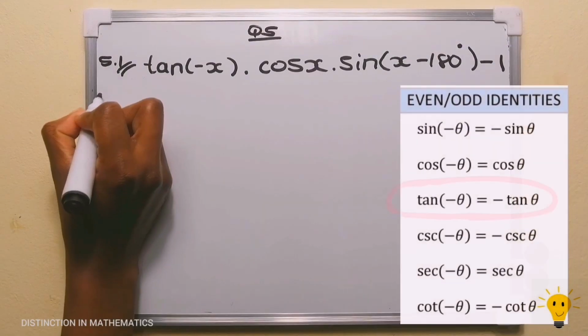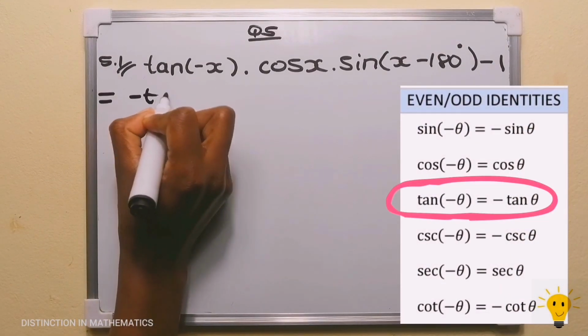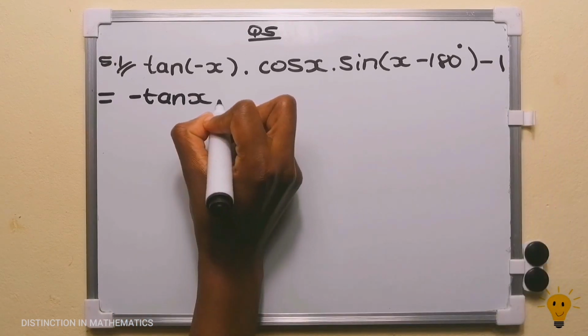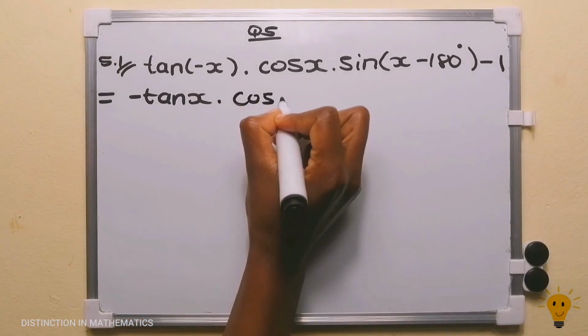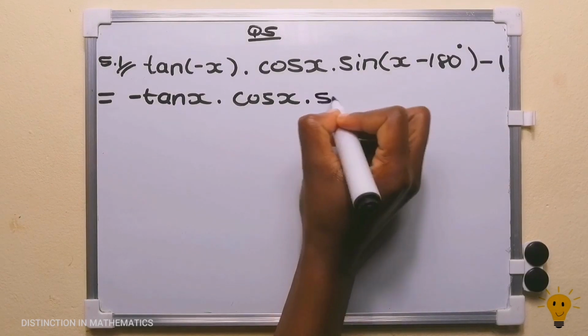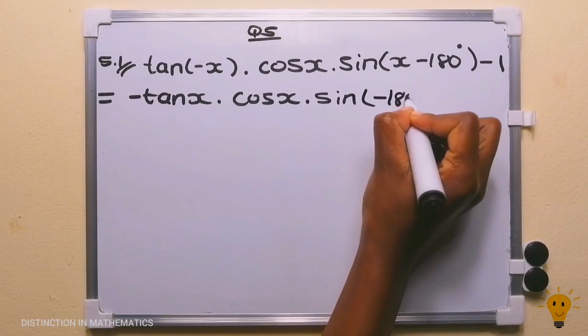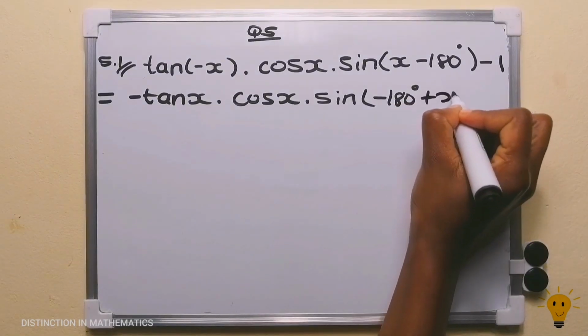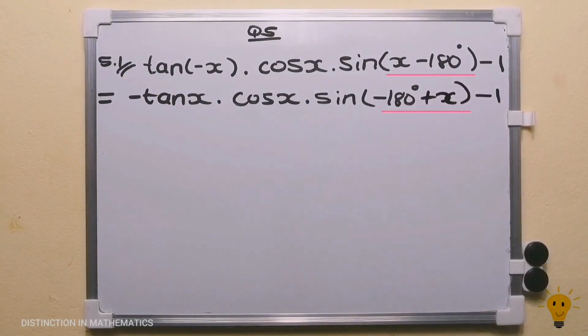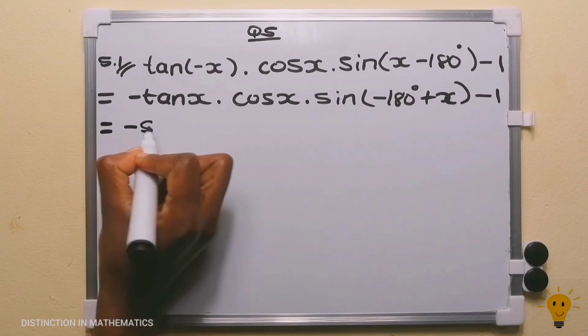So when we use this identity on tan, we will have minus tan x, and then we just bring down cos x, which we'll be working on in the following steps. So I like to change x minus 180 degrees into a way that we are familiar with. So we're going to start with 180 degrees, and you would agree that is the same thing. It's just a matter of changing the position.